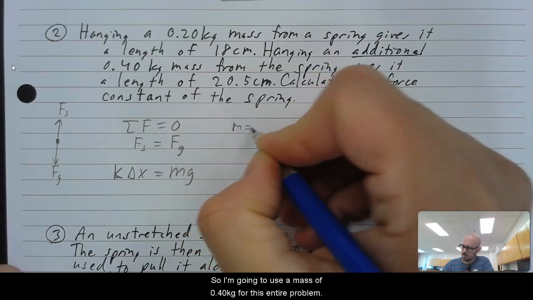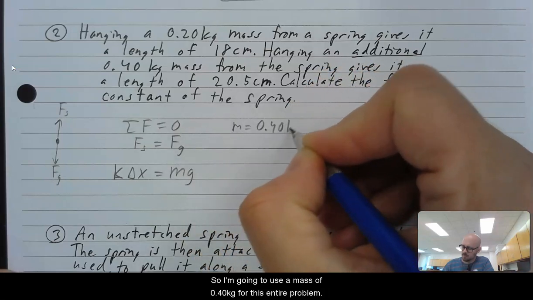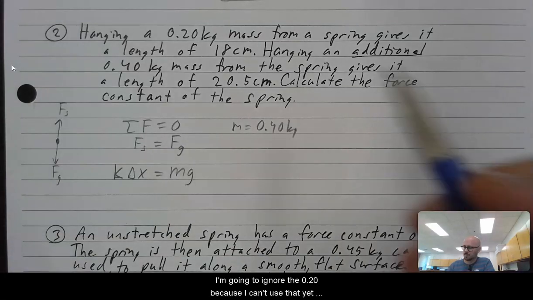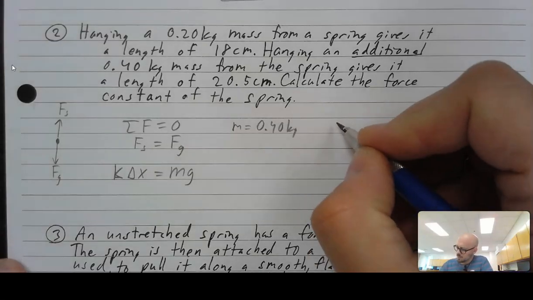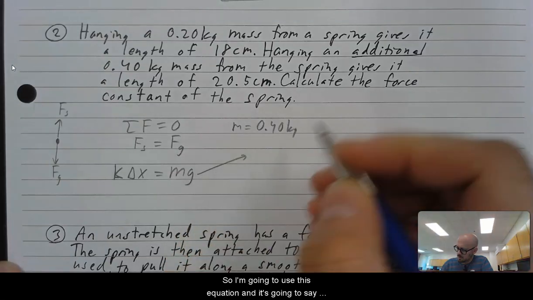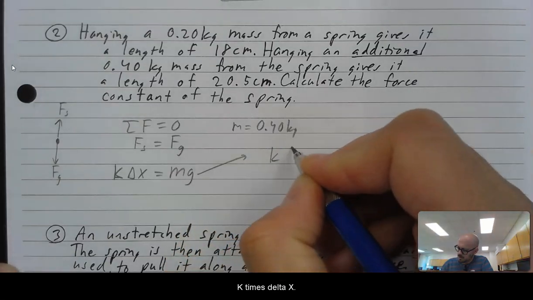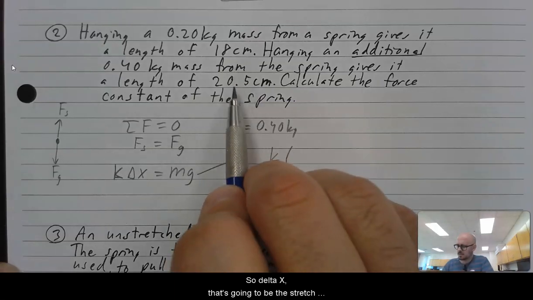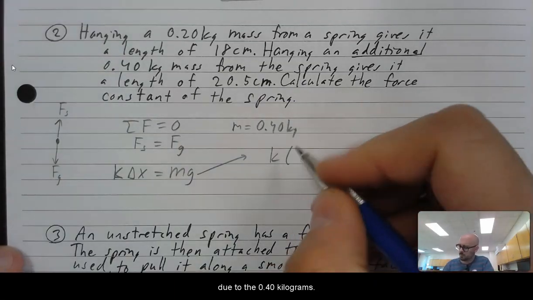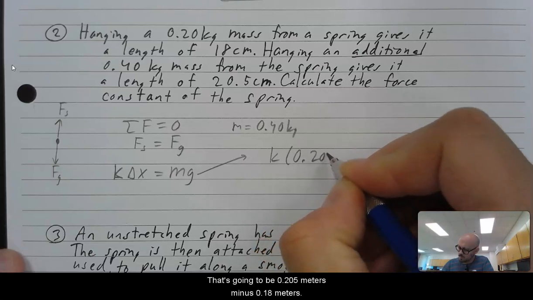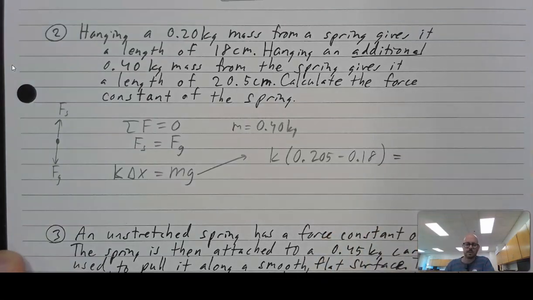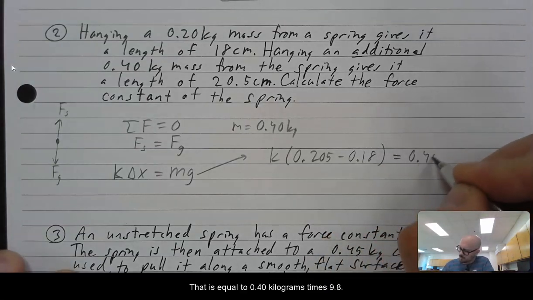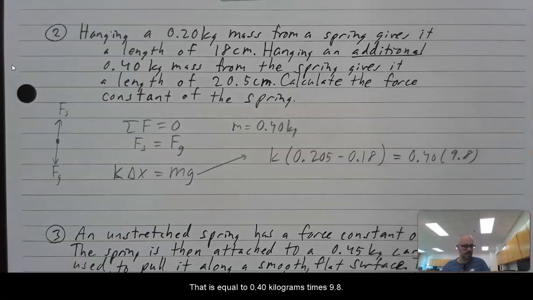So I'm going to use a mass of 0.40 kilograms for this entire problem. I'm going to ignore the 0.20 because I can't use that yet to find the equilibrium length. So I'm going to use this equation, K times delta X. Delta X is the stretch due to the 0.40 kilograms, that's 0.205 meters minus 0.18 meters. That is equal to 0.40 kilograms times 9.8.